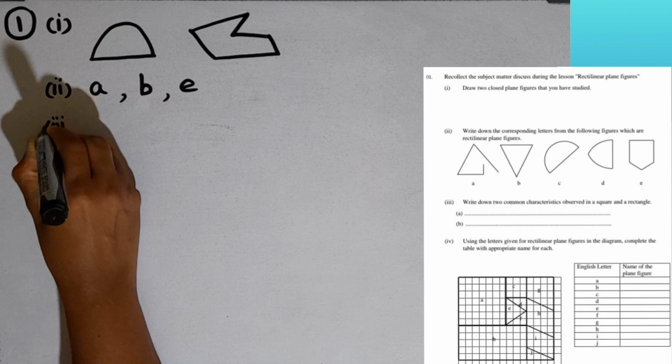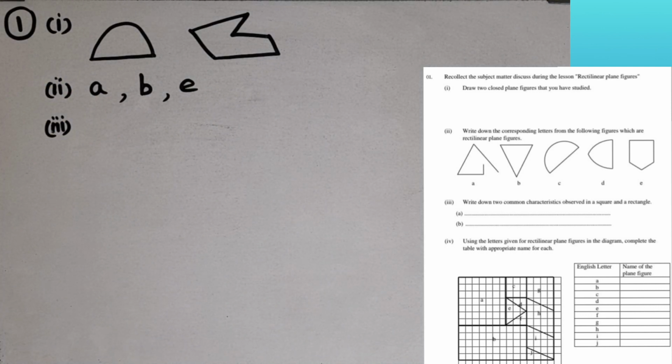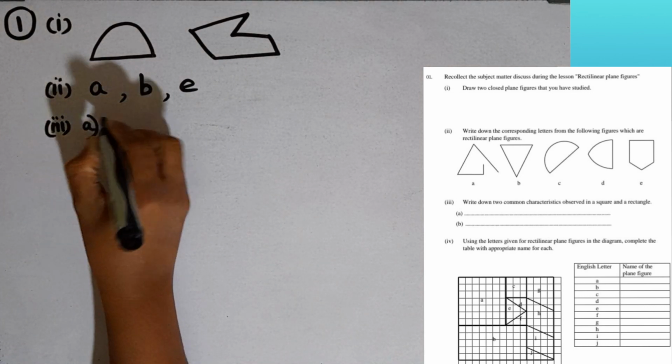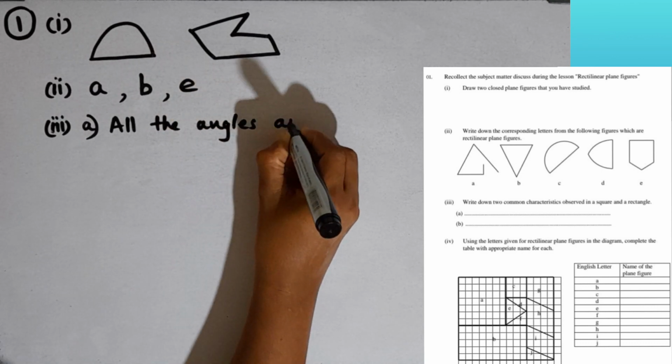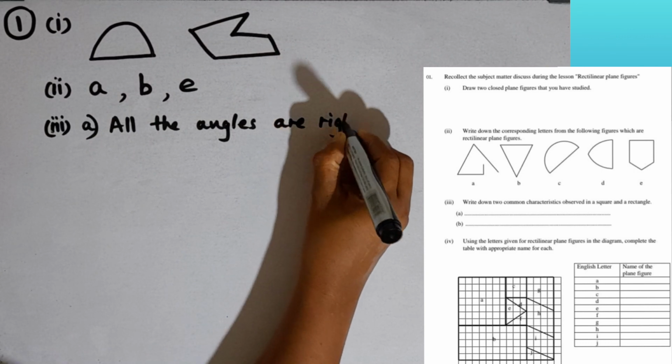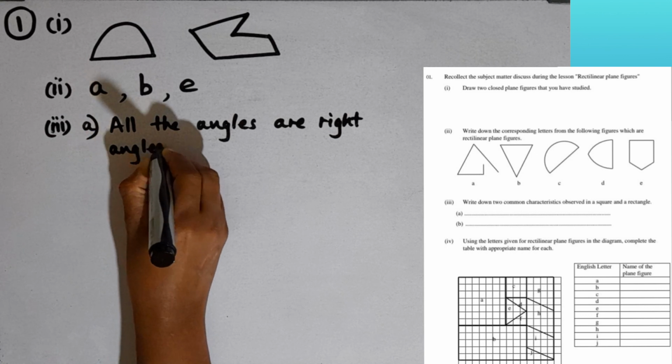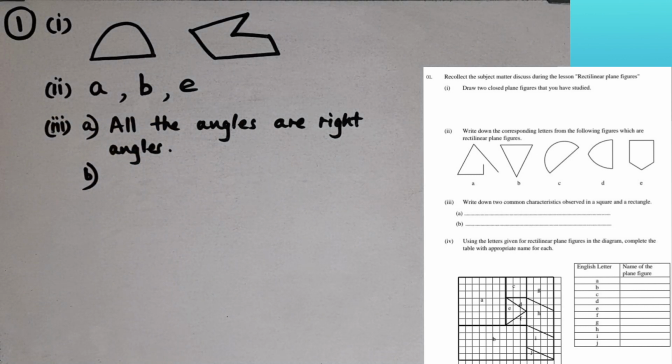Then third question, write down two common characteristics observed in a square and a rectangle. What are the two common characteristics in a square and a rectangle? In a square and rectangle, all the angles are right angles. So, as A, we can write all the angles are right angles. Then what are the other features? The distance between the opposite sides is equal in length. The distance between the pair of opposite sides is equal.